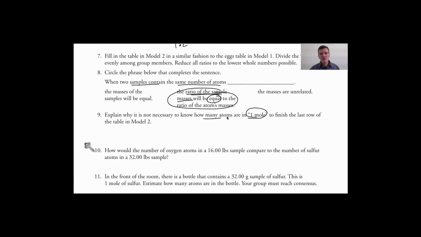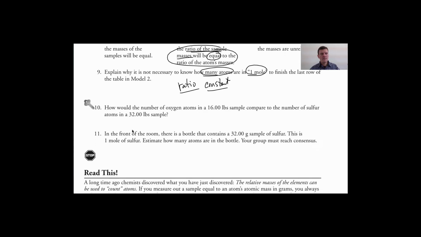Because here, again, we don't care how many, the ratio is always going to be the same. The ratio is constant. Key point here. How would the number of oxygen atoms in a 16-pound sample compare to the number of sulfur atoms in a 32-pound sample? Hey, as soon as I see that they are in a 16 to 32 or 1-to-2 ratio of the masses, I know that I have equal numbers of both.